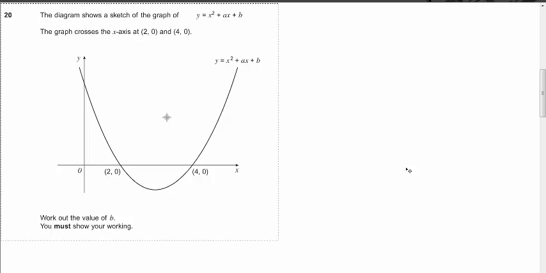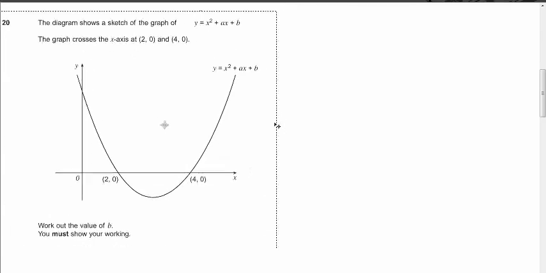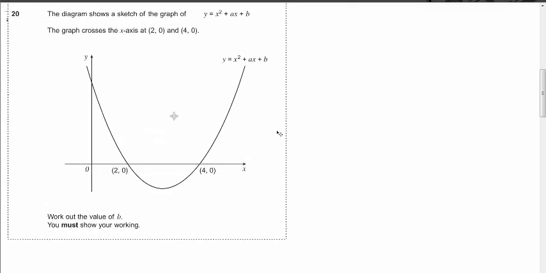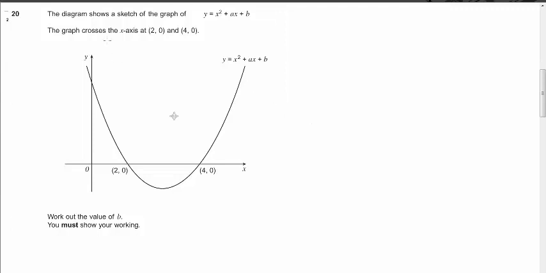Alright, so let's have a look at this first question, very unfamiliar. So what have we got here? They're showing you a sketch of a diagram, which is a quadratic. Just take a second to read it.